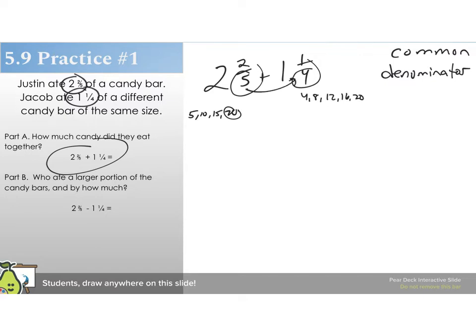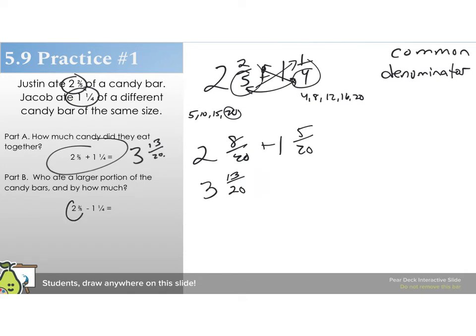So I can just pretty much multiply these together, 4 times 5. So I'm going to have 2, and then I multiply that, and 8 20ths plus 1 5 20ths. That is going to give me 3 13 20ths. So this answer, how much did they eat together? They ate 3 chocolate bars and 13 20ths.